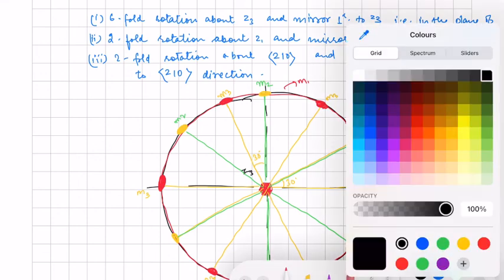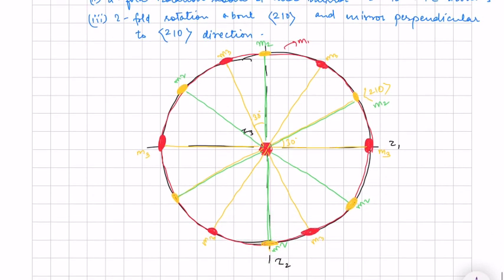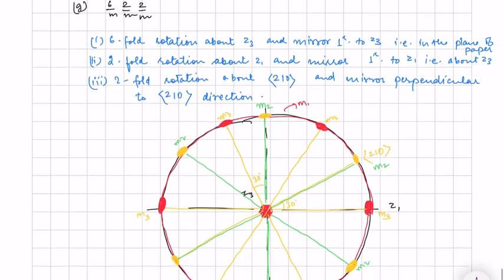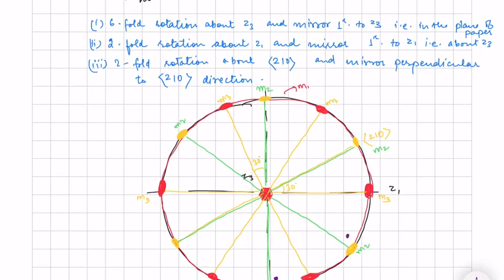So now if we want to plot the points, let us start with a point here. After 6-fold rotation, let us apply 6-fold rotation first. It moves here like this, like 1, 2, 3, 4, 5 and 6. Now it is to be mirrored perpendicular to Z3, that is in the plane of paper. So they become hollow circles as they go below the plane of the paper.